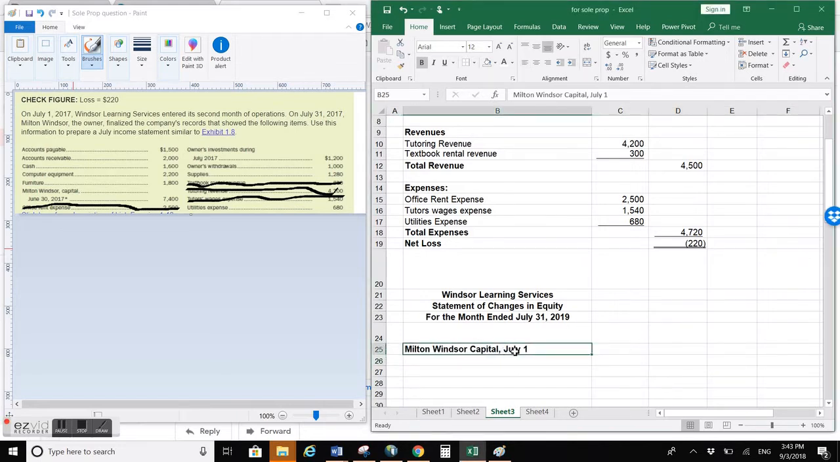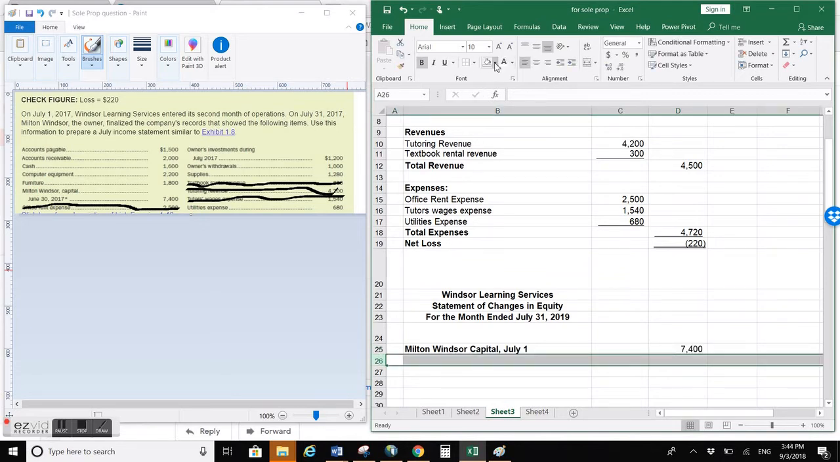Milton Windsor is the owner. Now, if we look at the question, it gives us the capital for Milton Windsor at June 30th. Capital is the account that captures equity within a sole proprietorship. So he ended the month of June with $7,400 in equity, and that is the exact same amount he started off the day July 1st, or the first day of the month.